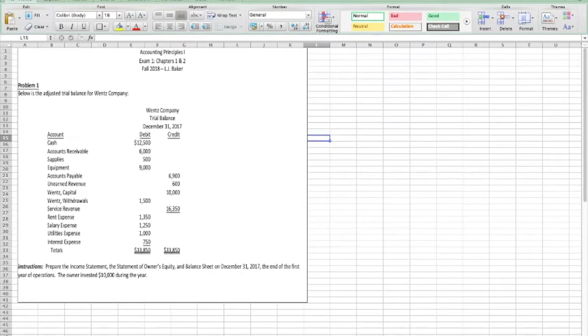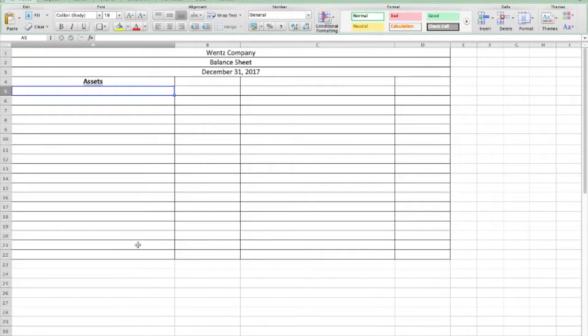Looking back at my problem information, I have 4 asset accounts that I need to list here in my balance sheet. Cash, accounts receivable, supplies, and equipment. Remember, on the balance sheet, assets are always listed in order of liquidity, how quickly we're going to use it up or convert it to cash. And it looks like they're already listed in that order for me from my trial balance. So I have cash, accounts receivable, supplies, and equipment.